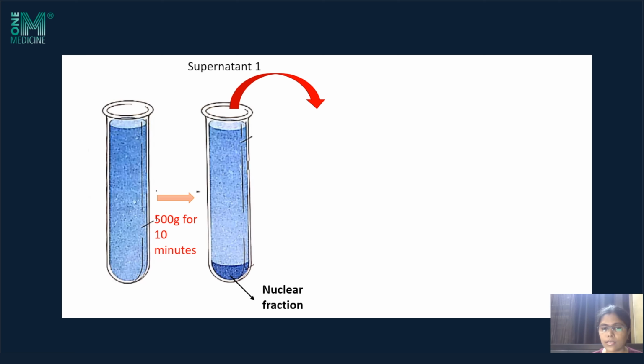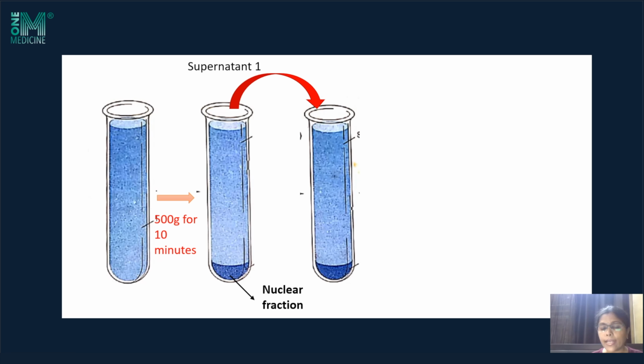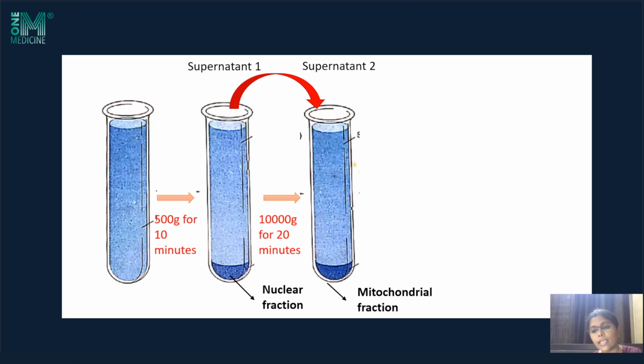This supernatant I will decant and spin again at 10,000 G for 20 minutes. Here it was 500 G for 10 minutes; here the speed has changed to 10,000 G for 20 minutes, and again I will get another supernatant and a deposited fragment. The deposited fragment is nothing but the mitochondrial fraction. The supernatant 2 is decanted into another test tube and centrifuged at a speed of 105,000 G for 1 hour.